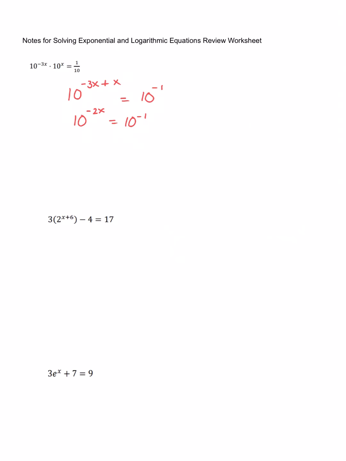So in the end now, because we have the same base on both sides of the equation, we can go ahead and make the exponents equal as well, because if the bases are equal, then the exponents need to be equal. Finally, divide both sides by negative 2, and that will give you your final answer.